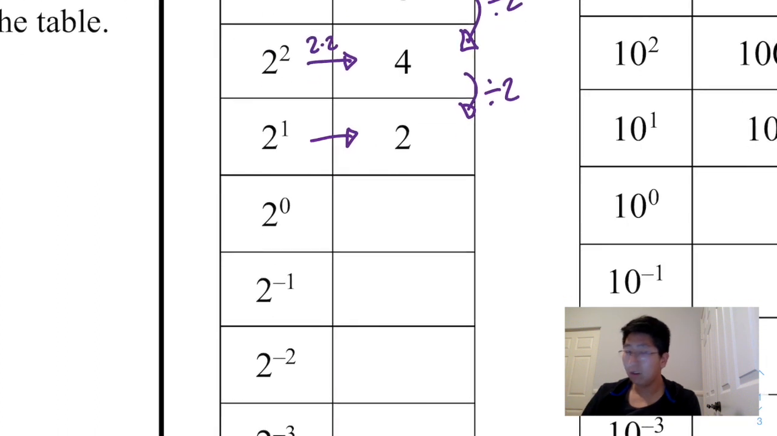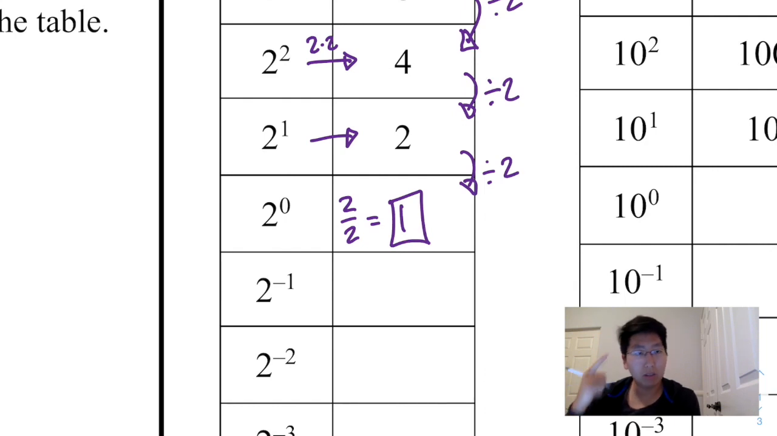So this is where it gets new. To the 0 power, well, how can we figure that out? We're going to take 2 and divide by the base. We're going to divide by 2. So what is 2 divided by 2? And that's going to equal 1. So 2 to the 0 power is 1.